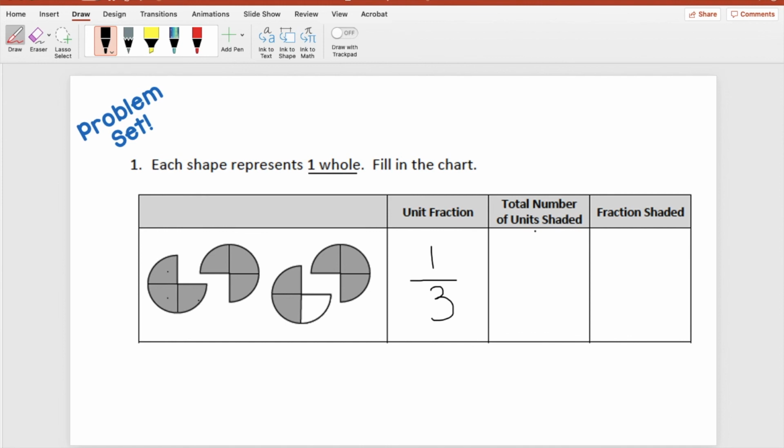Total units shaded. I'm going to do something to count a little faster. I see that there's more than one whole fully shaded, and I'm really great at counting by 3s. Will you count by 3s with me? 3, 6, 9. Great. This last one isn't fully shaded, so I'll count each individual piece. 10, 11. There are 11 pieces shaded. So my fraction shaded is 11/3, thirds. Great work.